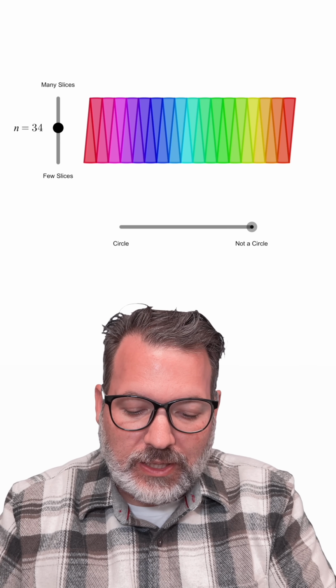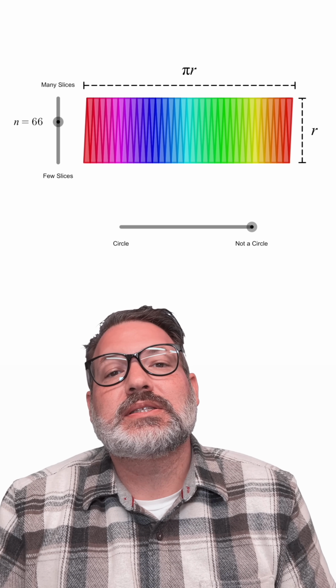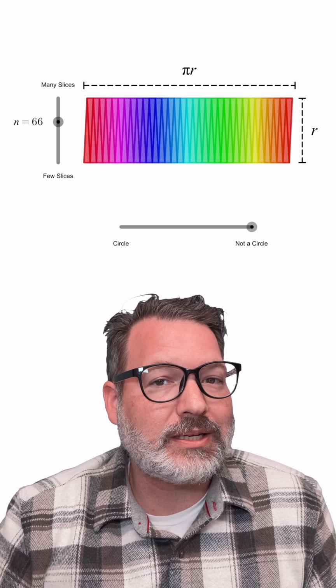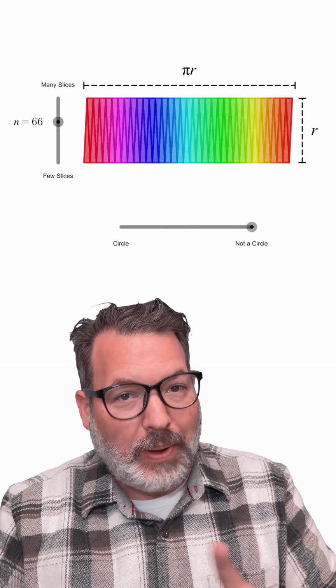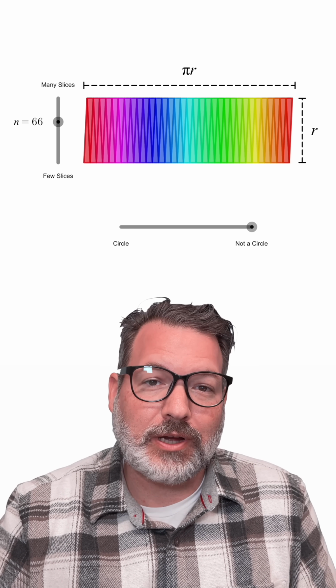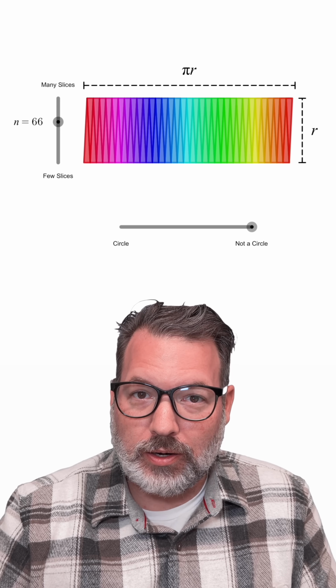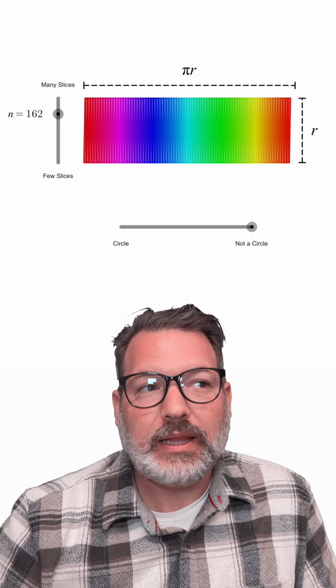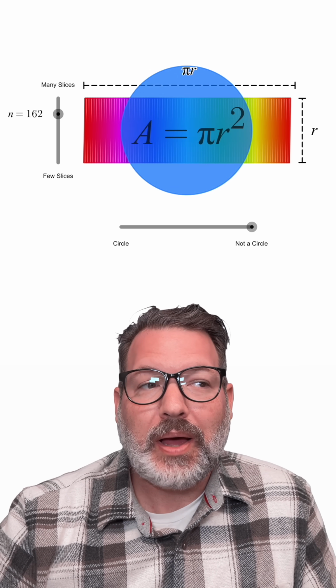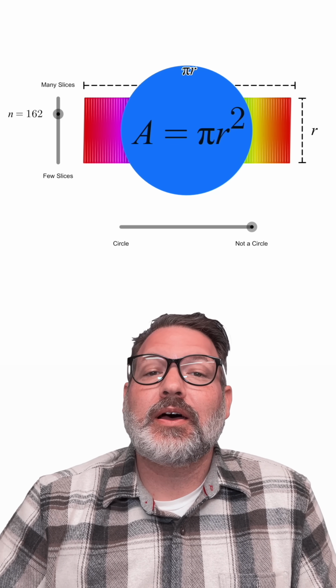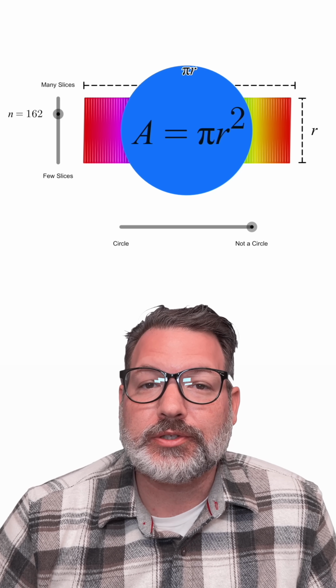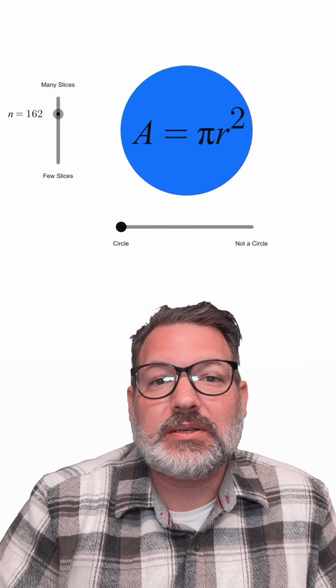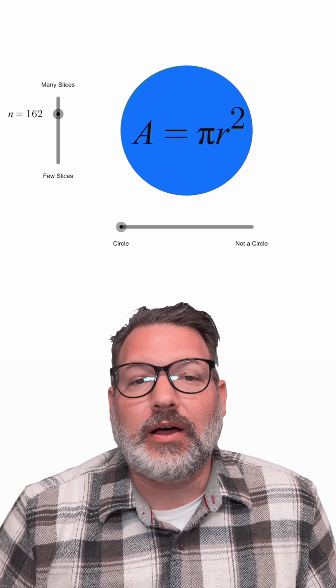If we increase our slices and go ahead and label that, you can see that we've got something that looks like a rectangle with a length across of pi times r, again that's half that circumference, and a height of r. Well, what do we get if we multiply the length of that rectangle by its height? Pi r times r is the area of that rectangle, pi r², which just so happens to be the same as the area of a circle.